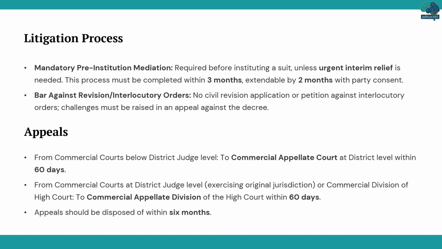For appeals, if the case was heard by a commercial court below the district judge level, the appeal goes to the commercial appellate court at the district level within 60 days. If it was heard by a commercial court at the district judge level or the commercial division of a high court, the appeal goes to the commercial appellate division of the high court, also within 60 days. Ideally, these appeals should be resolved within 6 months.